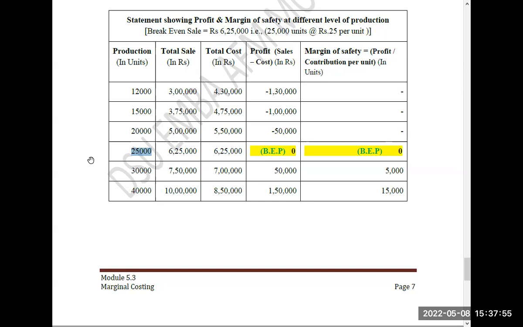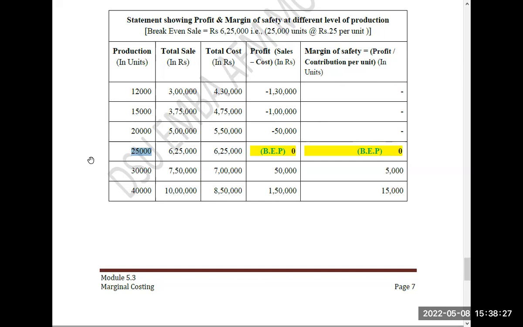5,000. Next, last case, margin of safety. If the sales is 40,000 units, margin of safety is 15. Now it is 1,50,000 divided by 10. Otherwise, 40 minus 25,000. Okay. So what is the comment you can give? If the company operates at 25,000 units of production, the company is having neither loss nor profit. That is going to be its break-even point.